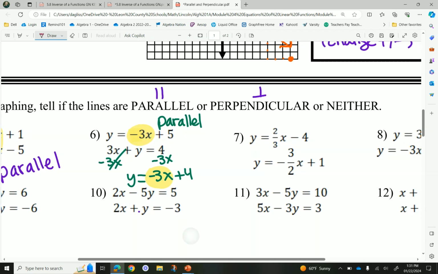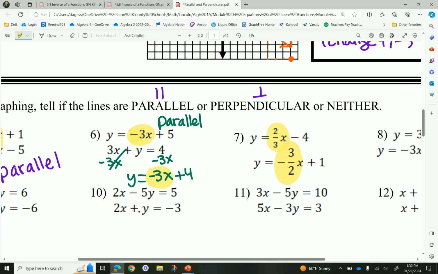All right, number 7. I have y equals 2/3 x minus 4, and I have y equals -3/2 x plus 1. They're both y equals, so we're good. What is the slope of the first one? Yes, what's the slope of the first one? Where do you see a 5? Oh, no, 2/3. Wrong number. Okay. What is the slope of the second one? My slope is -3/2.